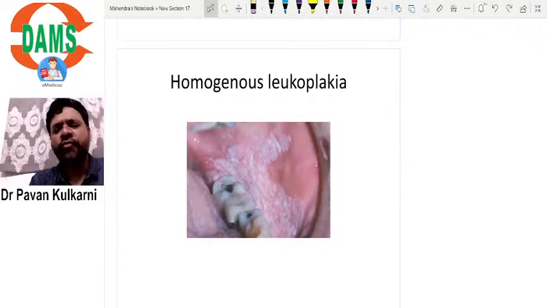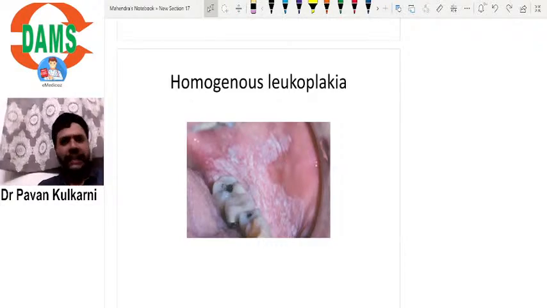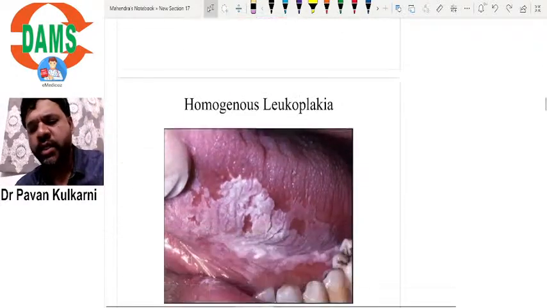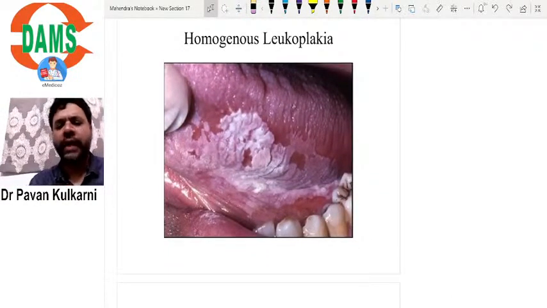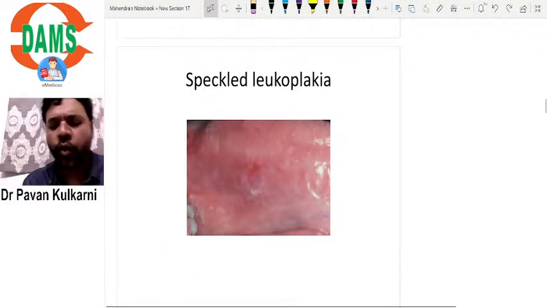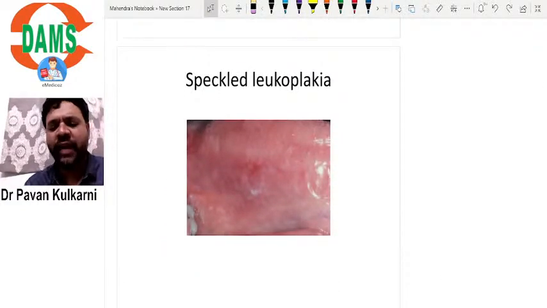Okay, this is an image of a homogeneous leukoplakia. You can see here it is homogeneous, a completely white patch. There is no red component here. It's a completely white patch. This is another image of homogeneous leukoplakia. You can see here a totally white patch. This is a speckled leukoplakia. You can see here on the ventral surface of the tongue there is a small red area and white patch.